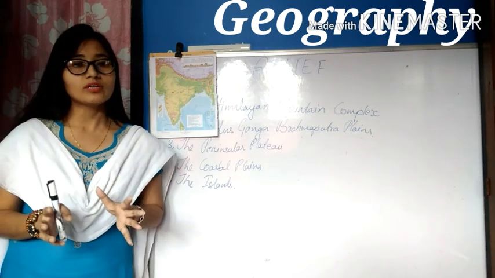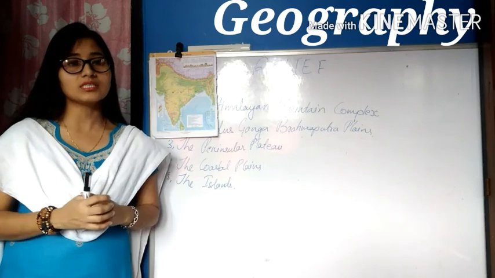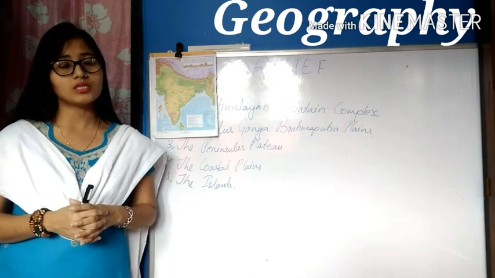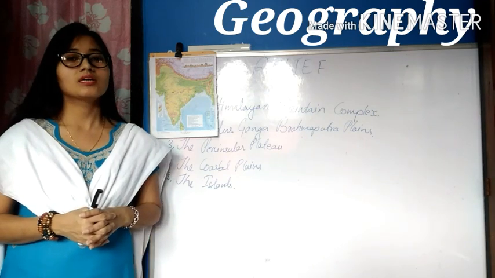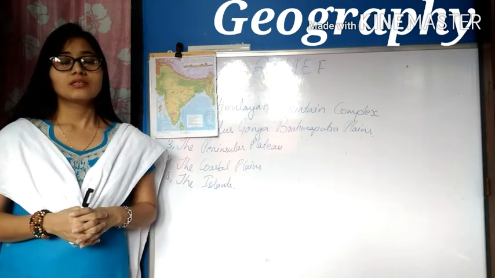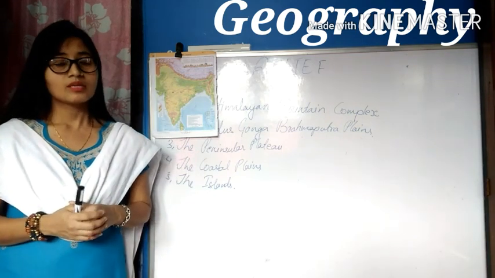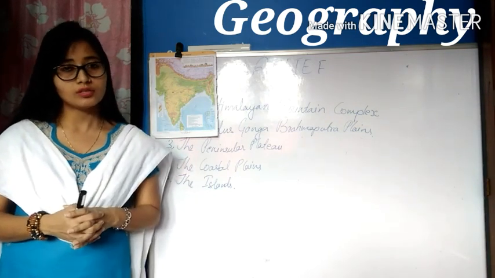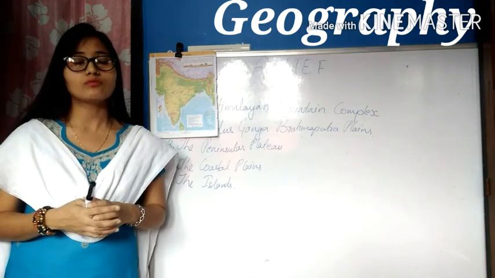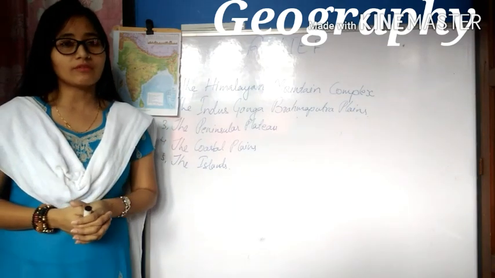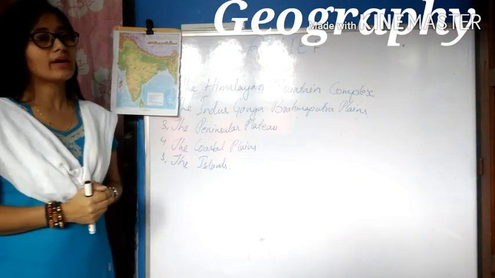The physiographic diversity of India embraces the lofty Himalayan mountains in the north, the fertile plain which lies at the southern part of the Himalayan mountains, the oldest plateau of the world, and the two groups of islands with their own unique personalities. So the relief features of India are divided into 5 categories.